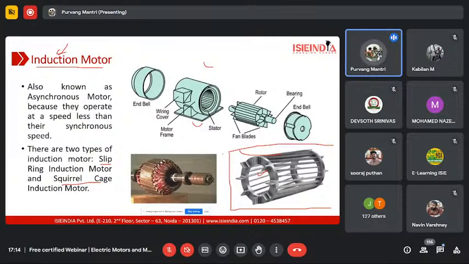To overcome this, the slip ring induction motor came into existence. This is the rotor for the slip ring induction motor. As you can see, there are windings on the rotor part of the slip ring induction motor, and these are the slip rings you can see over here. So this is a type of three-phase slip ring induction motor.